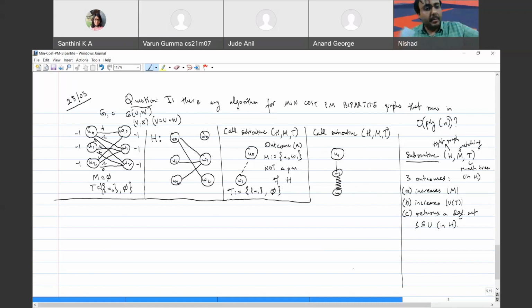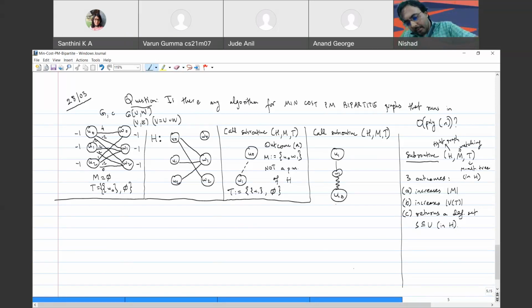Okay, maybe let me make the font a bit bigger. So this is U0 and this is a matching edge. Okay, and now we are at U0 and we have two neighbors W1 and W2. W1 is already taken and now we take W2. Any questions? All good? Okay.